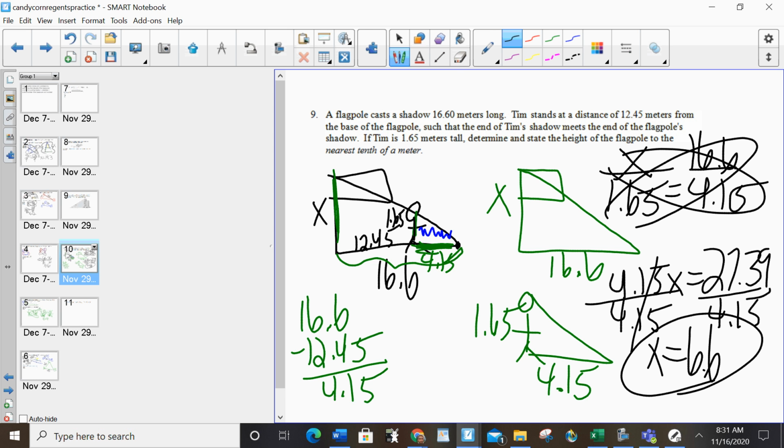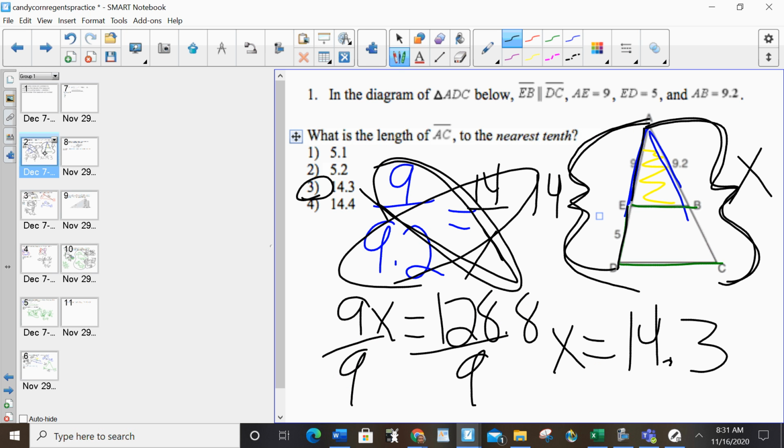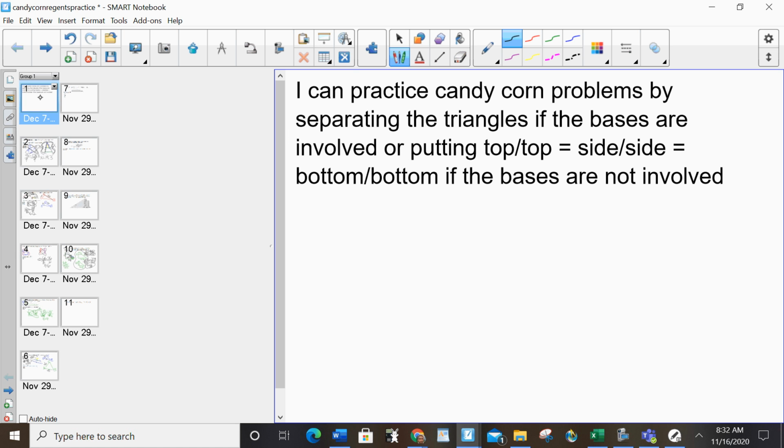If the bases are involved, separate the triangles. Expect to have to add or subtract. Create your proportion and solve. If there are no bases, put the top over top, the side over side, and the bottom over bottom. Whichever ones you have involved are the ones you're using. And again, expect to add or subtract. So your classwork/homework is to finish this. This comes up on every Regents. It's very important. It comes up with the SAT from time to time as well.